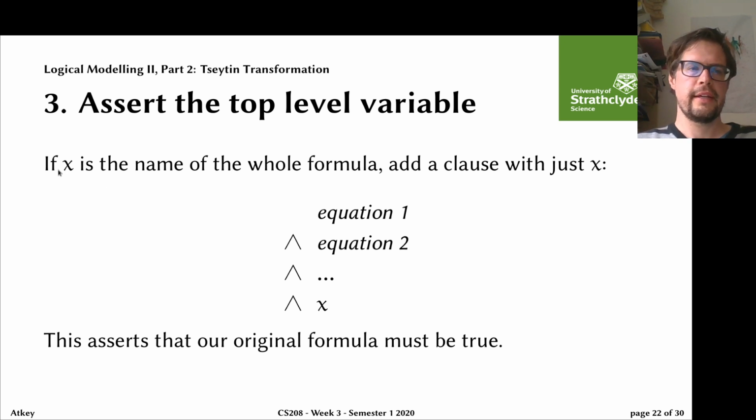And then finally, if x is the name of the whole formula in our original list of equations, then we add a clause that's just x at the end. And this asserts that our original formula must be true, because we're saying x is true, and then one of these lines will say that x is equal to something else, so that will say that other thing must be true, and so on. It will ripple through the whole system of equations that we've encoded in our clauses.